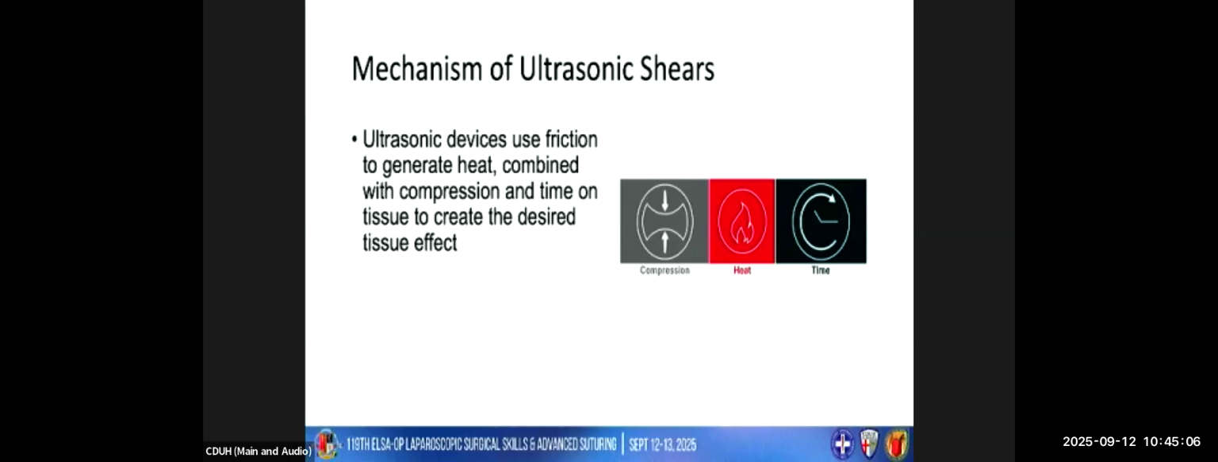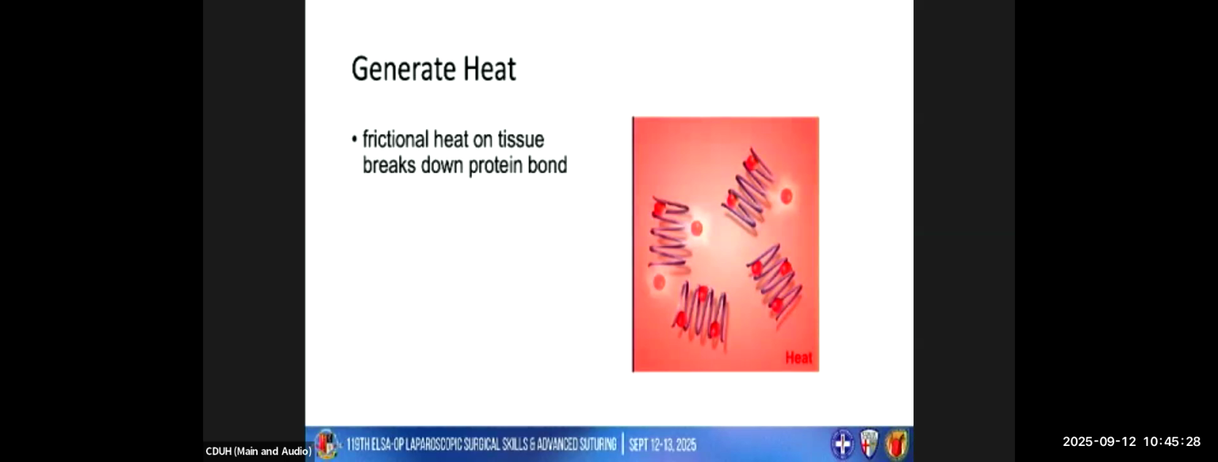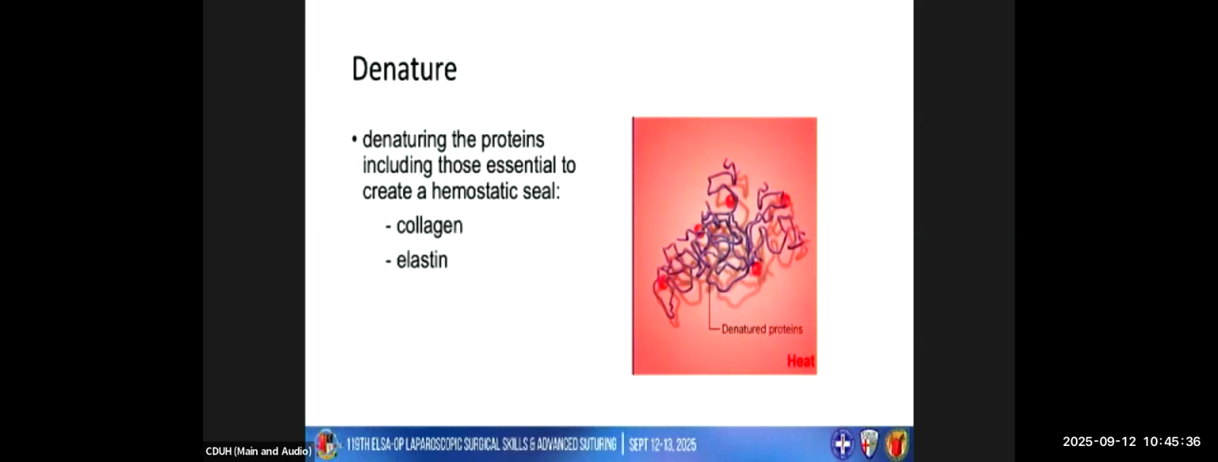When you talk about the vessel sealing process, the first step is to clamp the artery or the vein. After that, you need to apply energy. So you push the trigger to initiate the energy device to generate heat. The frictional heat on the tissue breaks down the protein bonds. Then it denatures the proteins, including those essential to creating hemostatic seals, such as collagen and elastin.